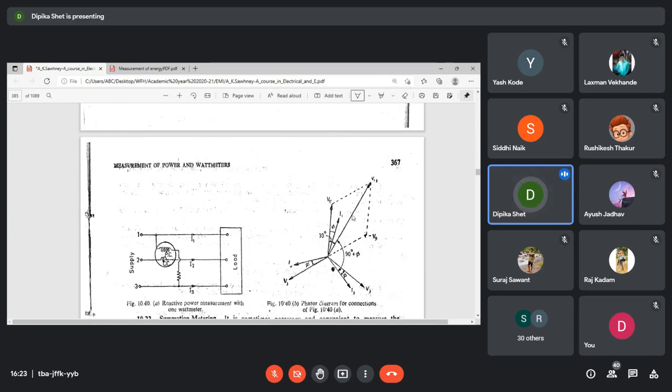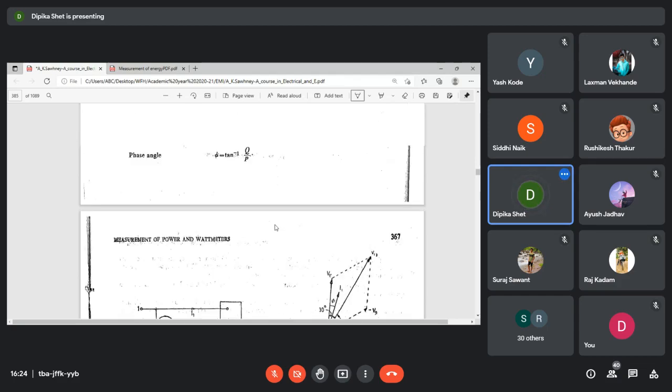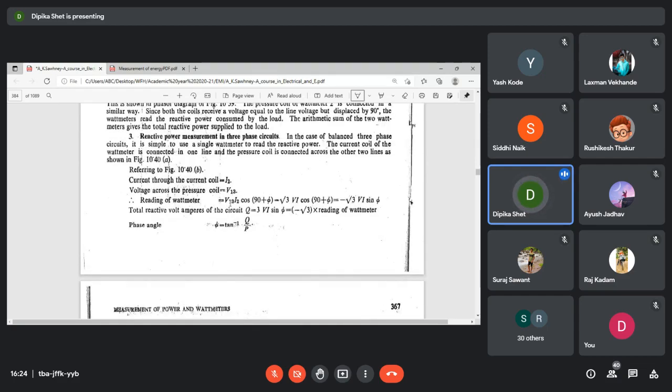Sorry, in this case the angle between V13 and I1 is 30 degrees. But the current coil is connected in series with the second line, so we require the phase angle difference between V13 and I2. That phase difference is 90 plus phi. So the reading of the wattmeter is V13 I2 cos of 90 plus phi.